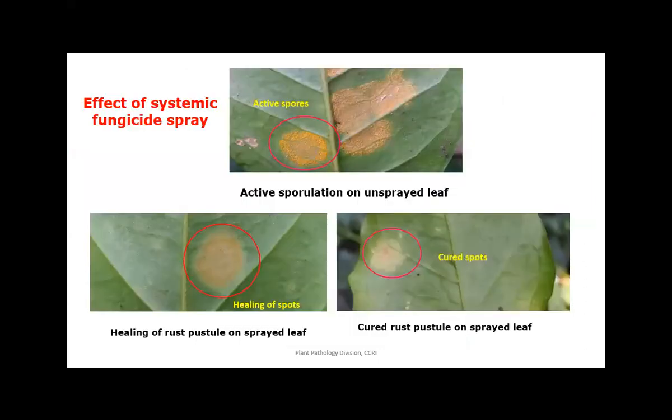Then these are a few of the pictures which show the effect of systemic fungicides. You can see the active spores here. After spraying, you can see somewhat of a healing of the spots where the systemic fungicide is sprayed, and you can see completely cured spots, or curation of the spots.